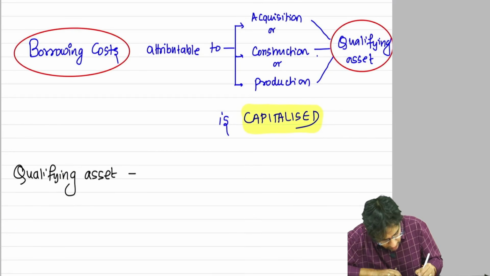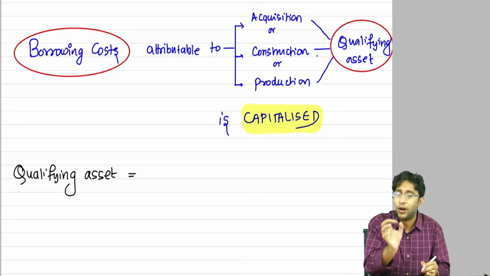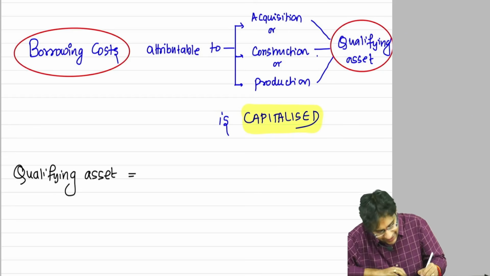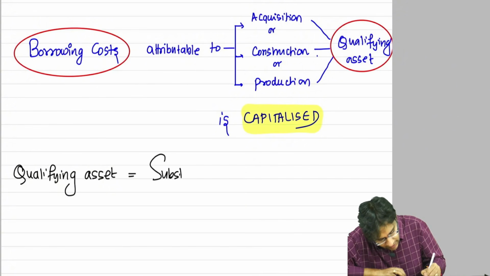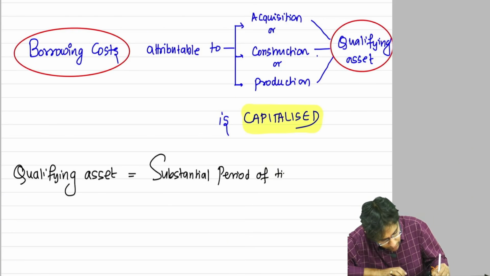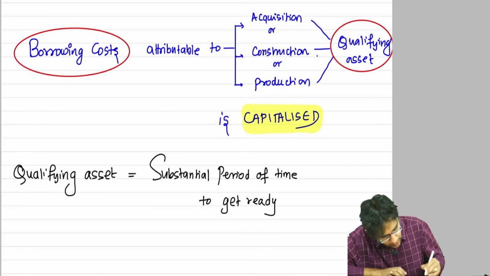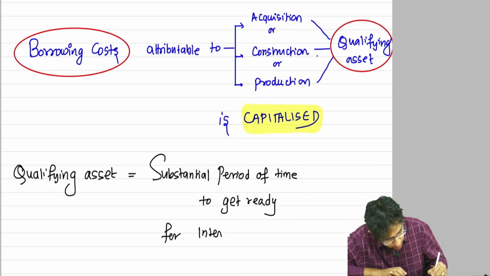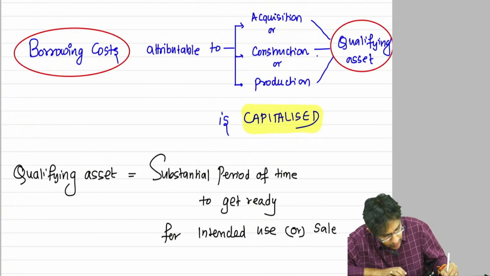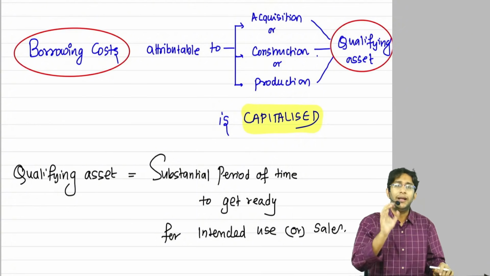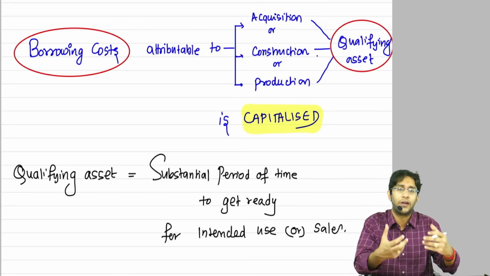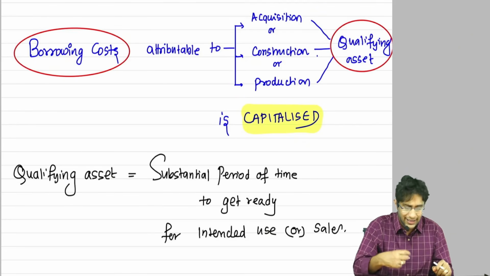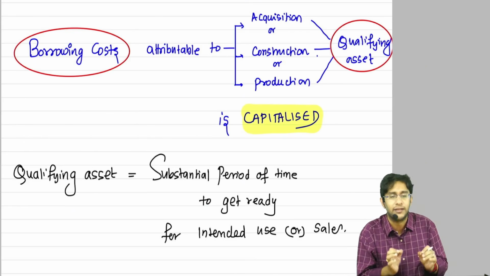Qualifying asset. The moment you hear this term, in your mind what should come is: it's an asset which necessarily takes a substantial period of time. For what, sir? To get ready for intended use or sale. For the ultimate usage, if the asset is taking a lot of time to get ready, or for getting the asset sold, then such an asset is called a qualifying asset.